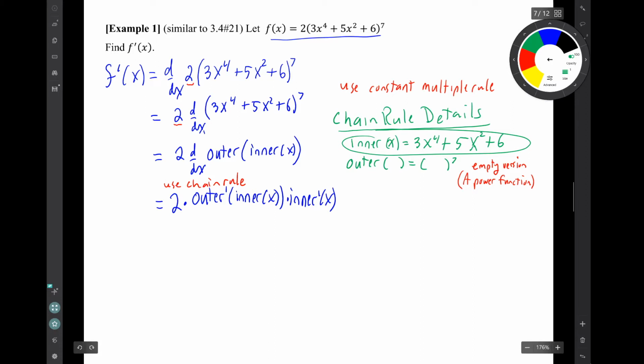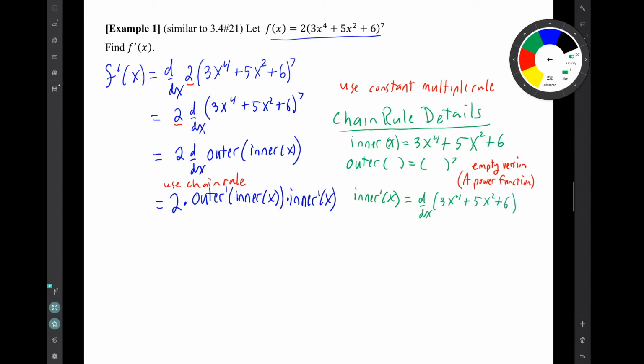Well, inner prime parentheses x is easy enough. Now I'm just going to skip right to the result. So that's our inner prime parentheses x. Now we need outer prime. According to these instructions, we need the derivative of the outer function. Well, remember that the outer function that I've presented is an empty function. It's the empty version of it.